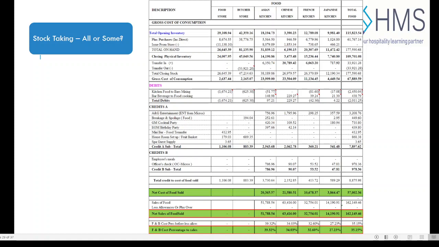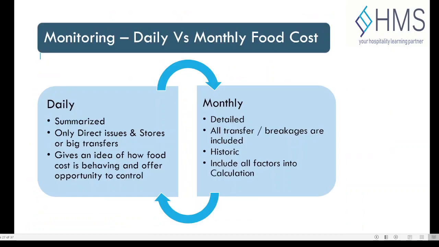The daily to monthly screen. Okay, so that's not very far. As I was explaining, the daily is just a summarized version, but the monthly is more detailed for accounting purposes. The daily cost board is not used for accounting; it's just for food cost control, to give an idea of how we are going to have this food cost at the end of this month, so that the chef and cost controllers can control the food cost immediately. So that's the purpose of the daily.